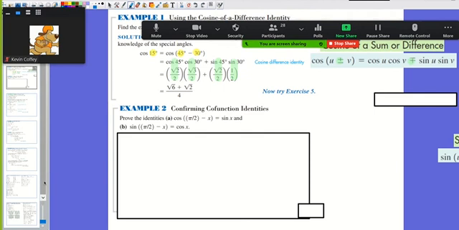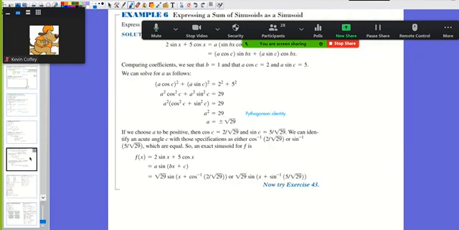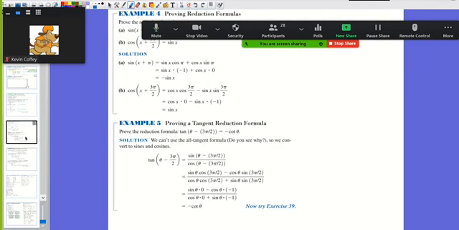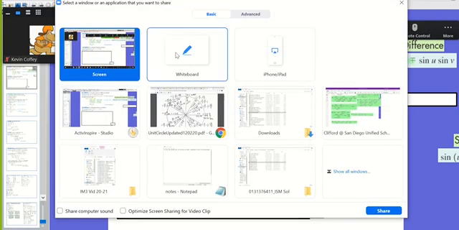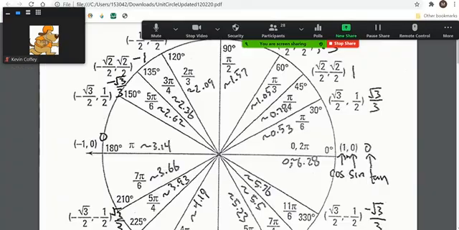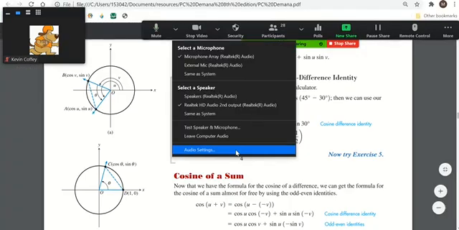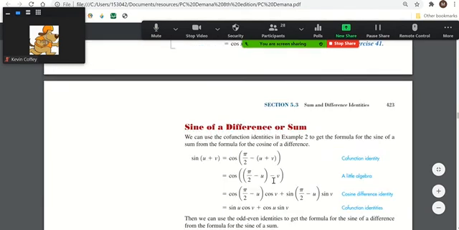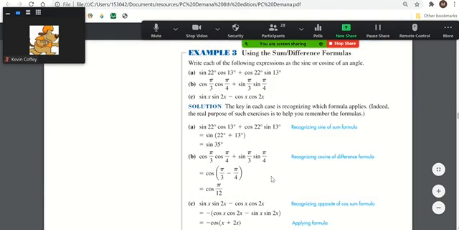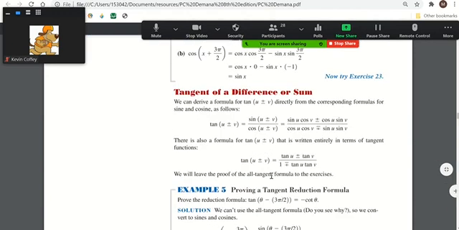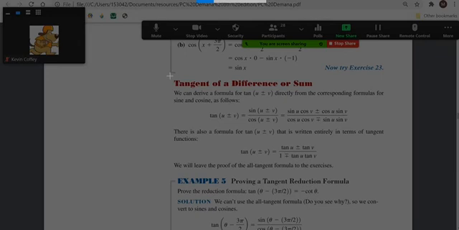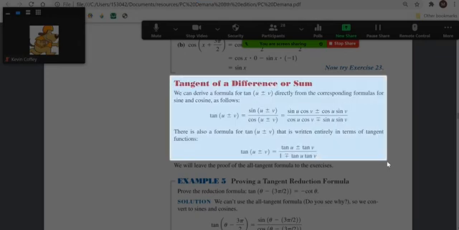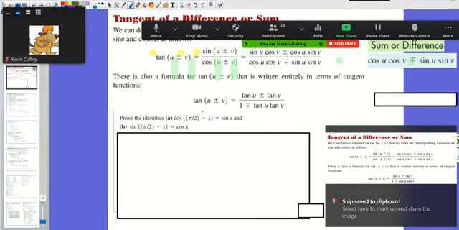Now, what I was going to say was, I think I might as well just talk about tangent too. I actually was not going to talk about tangent, but I might as well. So let me copy and paste the tangent formula. There's a tangent sum and difference, and it is right here. Copy and paste that. Put it right here.